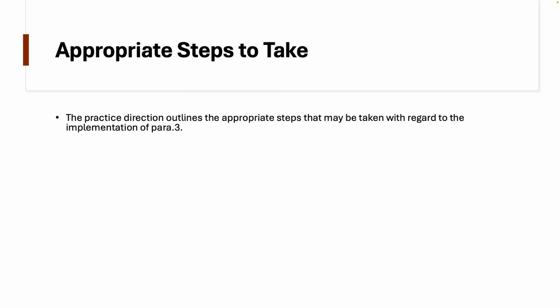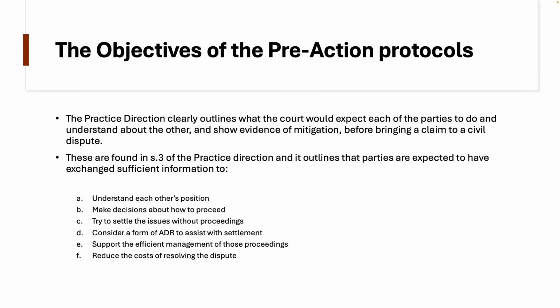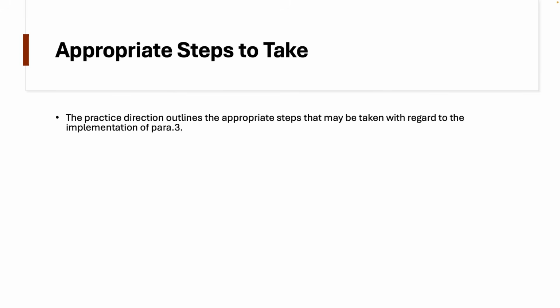The practice direction then outlines the appropriate steps to be taken with regard to the implementation of paragraph 3 as well. So it lists all of these different things that should be known to both of the parties about each other. There should be an exchange of sufficient information to understand each of these different kinds of things, to support efficient management, to reduce the cost, to try and settle the dispute, to make decisions on how to proceed. And then there are also the appropriate steps that are necessary for the implementation of paragraph 3.